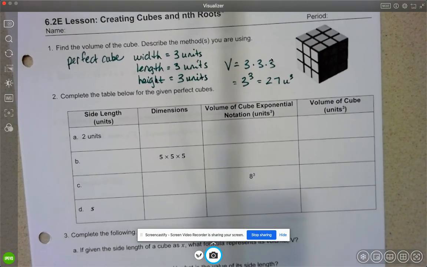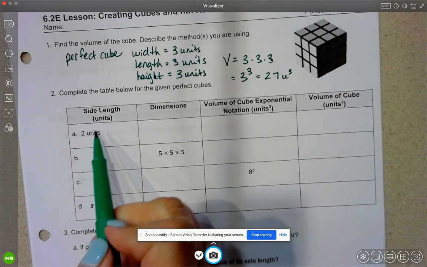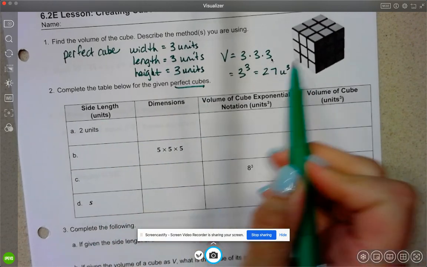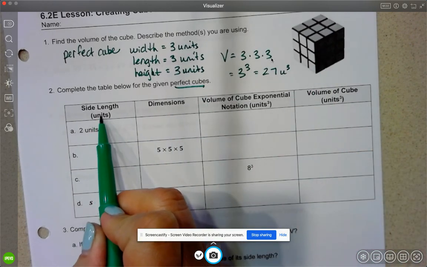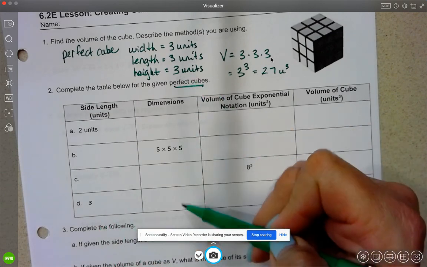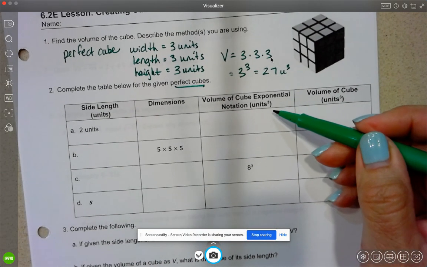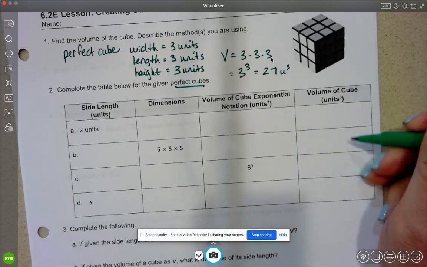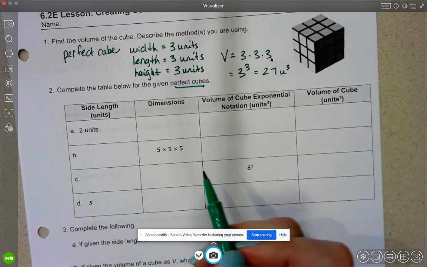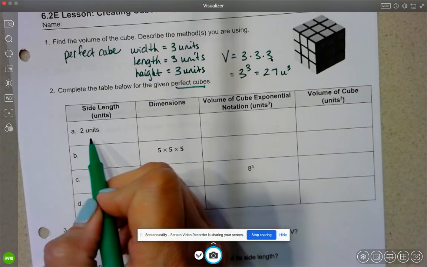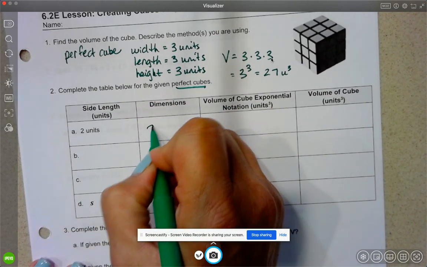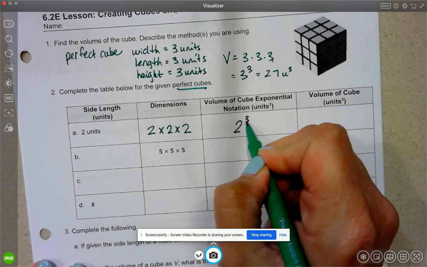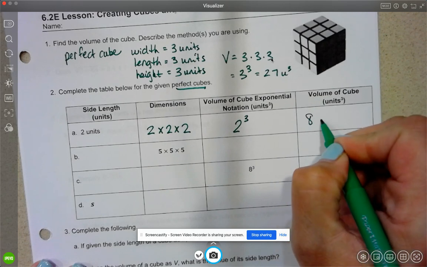So we're going to just fill out this table here. It says for perfect cubes, so you can assume that they'd look just like this. So if the side length is in this column, the dimensions in this column, the volume using exponents in this column, and the volume of the cube with units, like writing out cubic units. If the side length of a cube is 2, then the dimensions are 2 by 2 by 2, and the volume would be 2 cubed. So we'd say it's 8 cubic units.